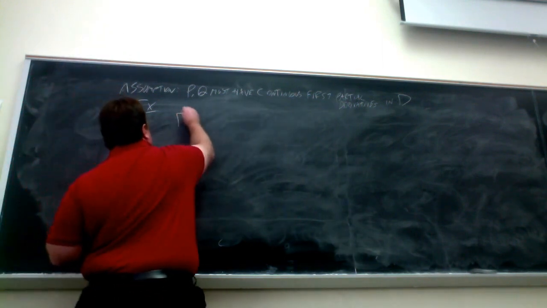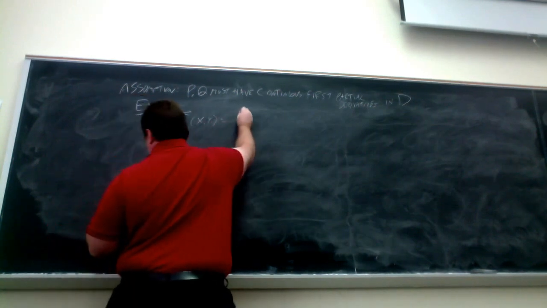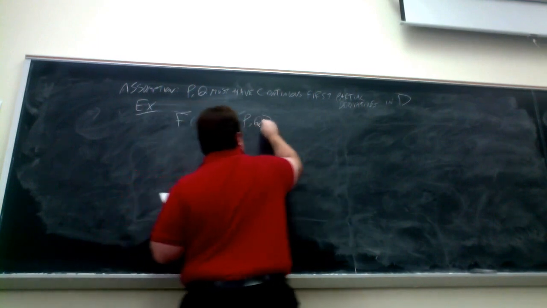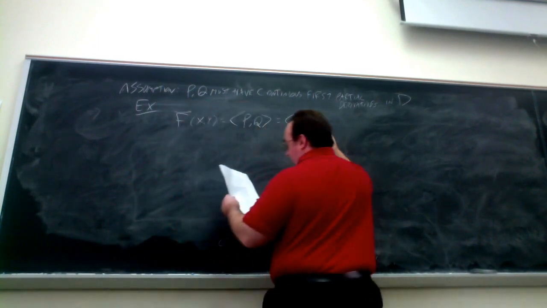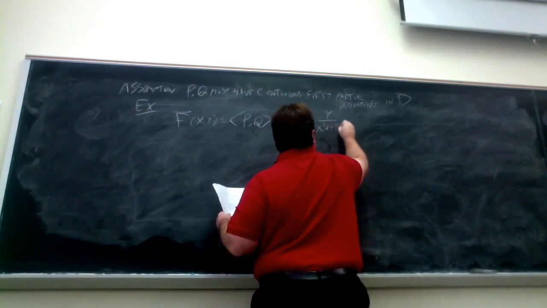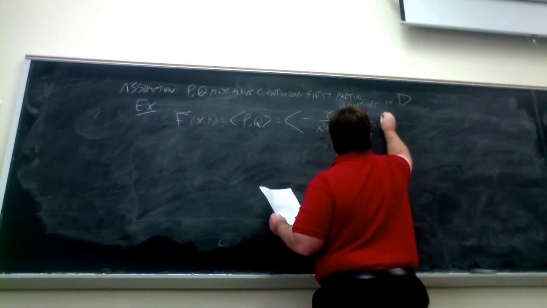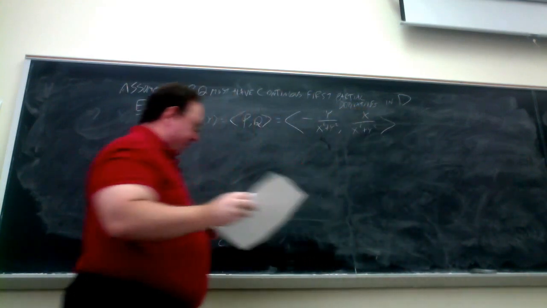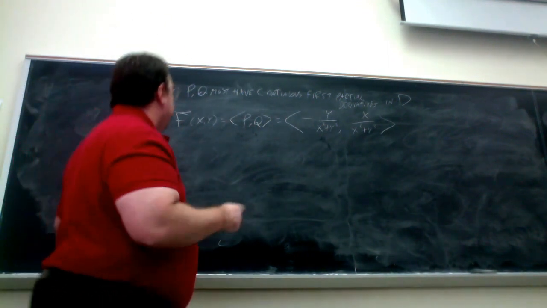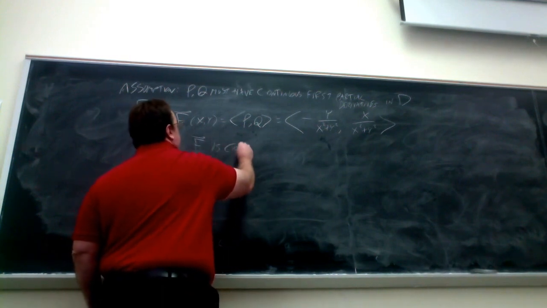So let's suppose the vector field that we have has components P and Q. So P is minus y over x squared plus y squared, and Q is x over x squared plus y squared. Okay. Now it turns out that F is conservative.